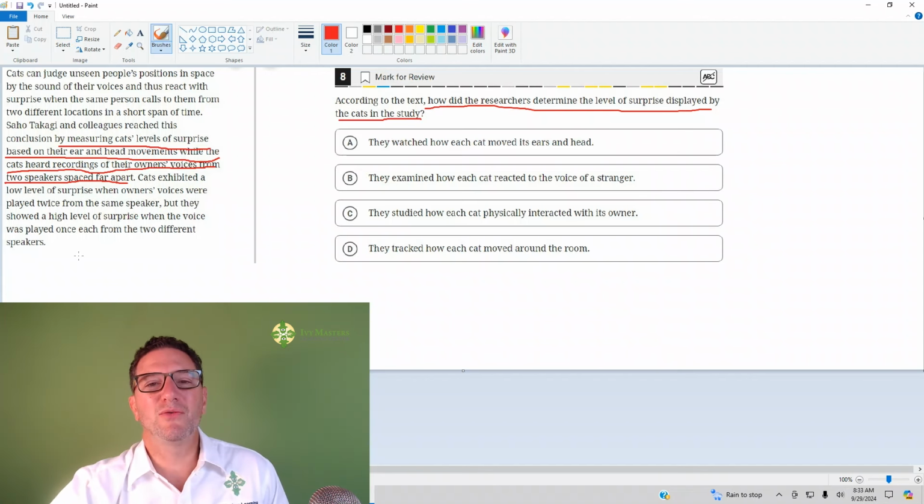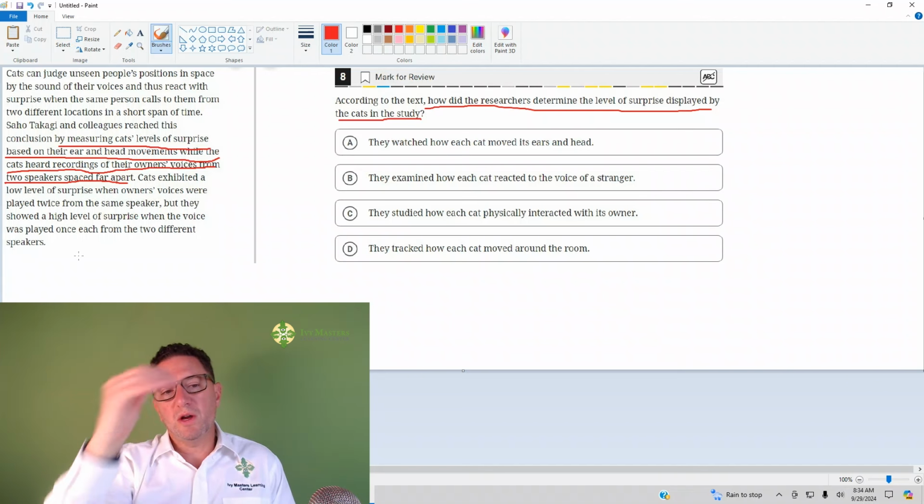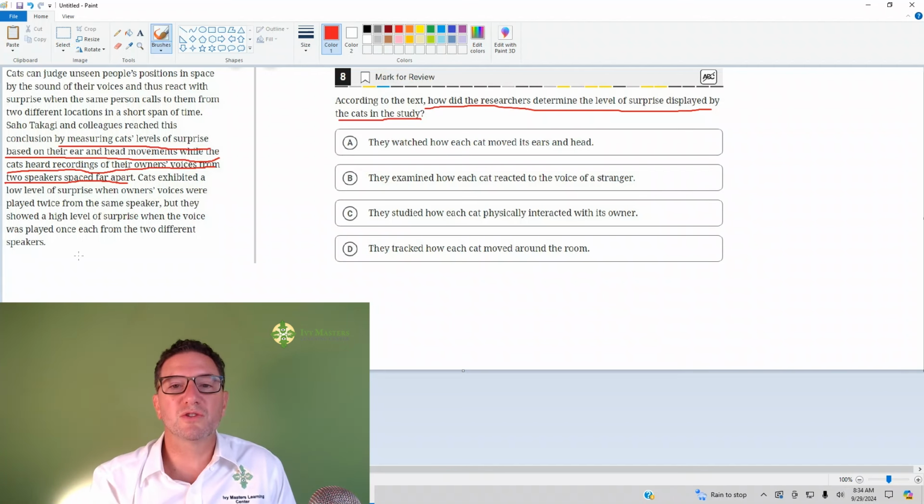So you might find this. As you're reading the passage, you're like, oh, I just saw the answer to this question. In that case, great, then you can go right to the answer choices.